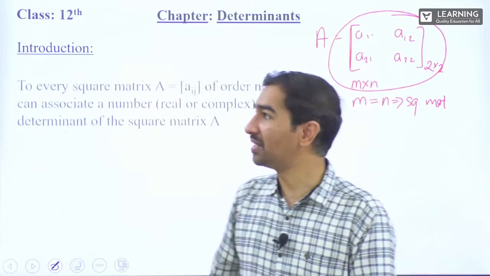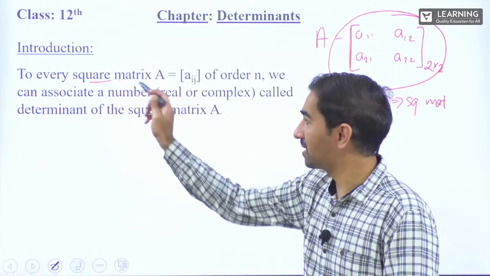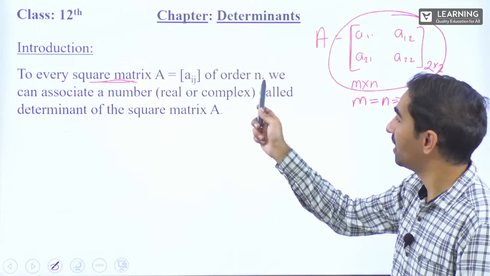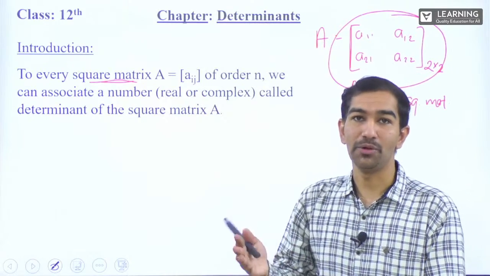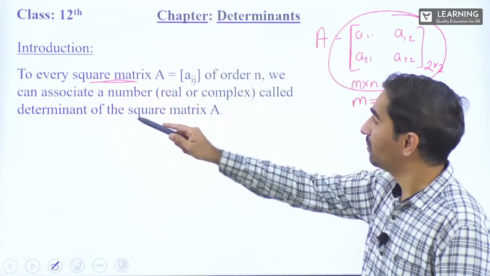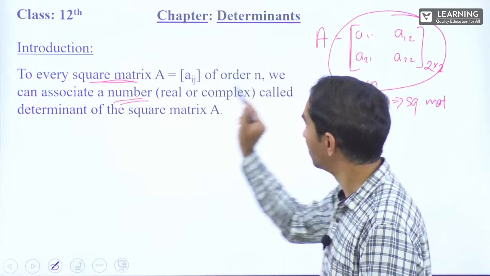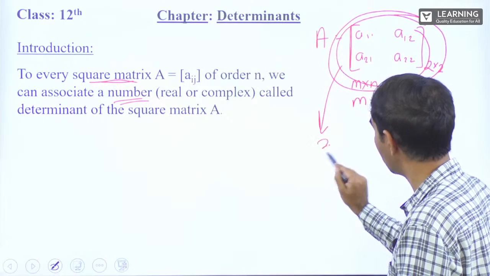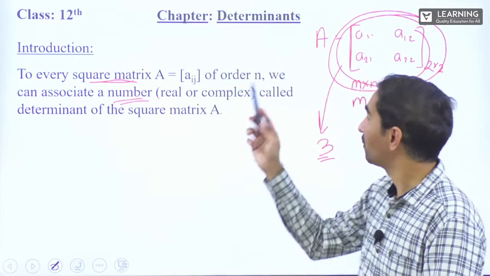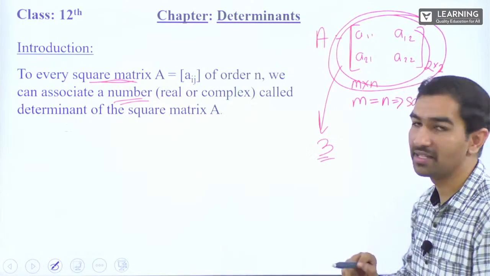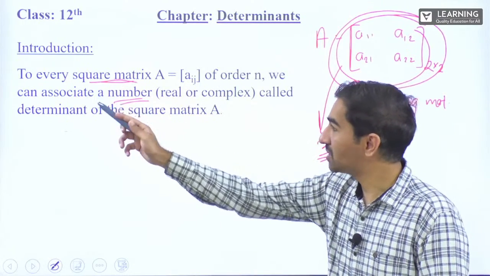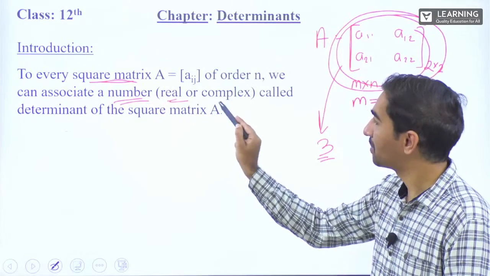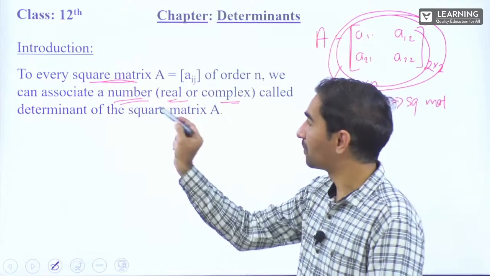So we'll see the definition of determinant here. To every square matrix, point to be noted, to every square matrix Aij of order n, meaning m is equal to n, right, we can associate a number. So this square matrix will have a single number. Let us take 3, just an example. If you find the determinant of this matrix, you will get the answer as 3. We can associate a number, real or complex, sometimes real, sometimes complex, called the determinant of the square matrix.